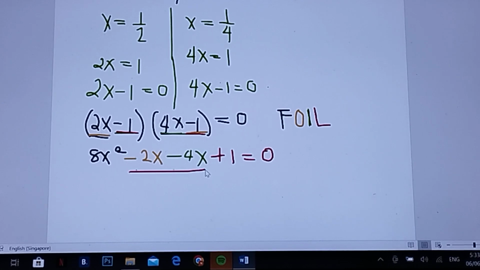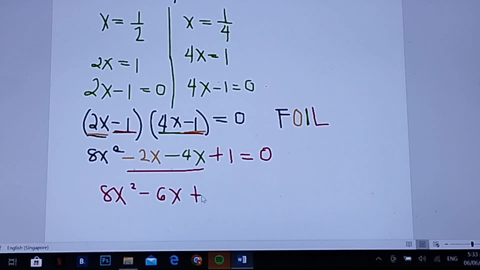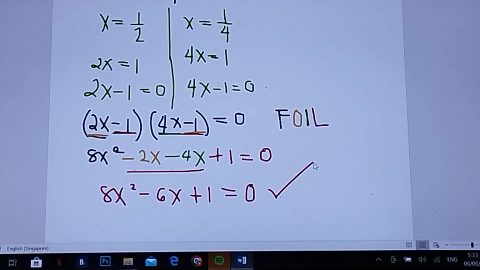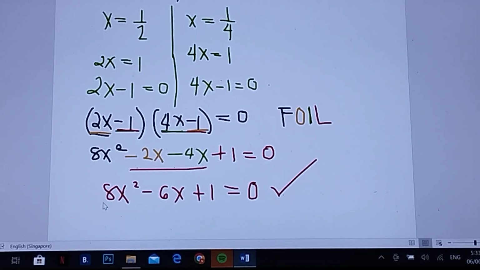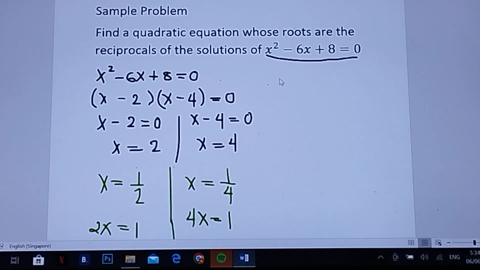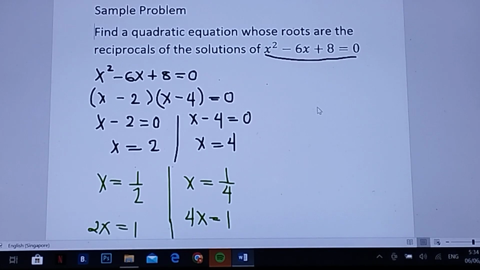Therefore, if we combine the outside and inside products, your quadratic equation now is 8x squared minus 6x plus 1 equal to 0. And this is now our answer. That is what is required by the problem. This is the quadratic equation whose roots are simply the reciprocals of the roots of x squared minus 6x plus 8 equal to 0.